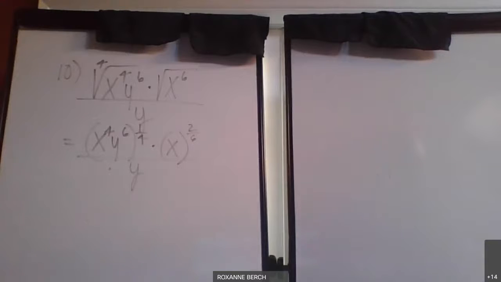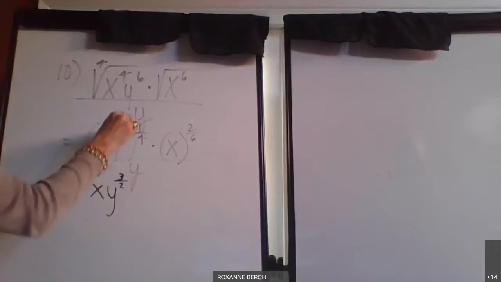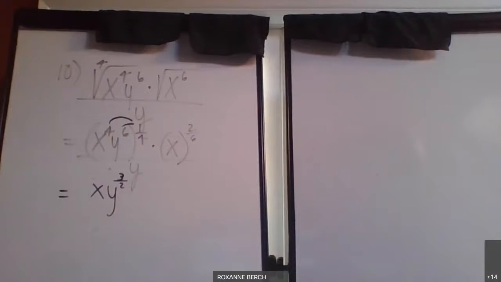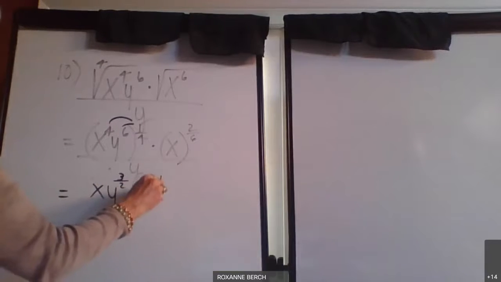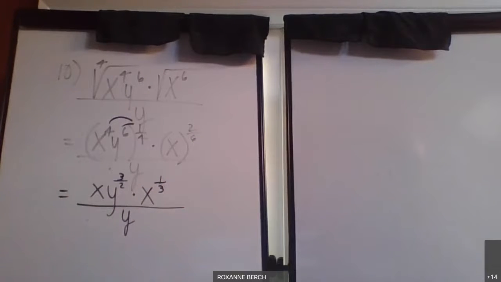Okay, so now I'm going to simplify this first. So x to the 4/4 is x, and x to the 6/4 is y to the 3/2 by distributing the power, right? You guys follow that? I cross cancel that, and then I divide it by 2 to 3/2. And this would be times x to the 1/3. Okay, anybody have any questions so far?